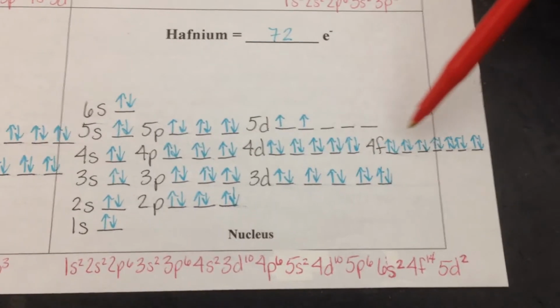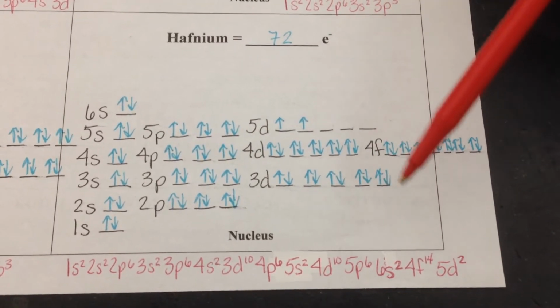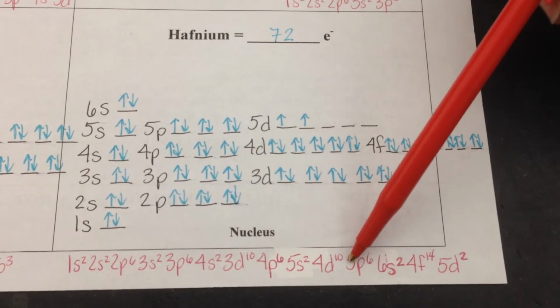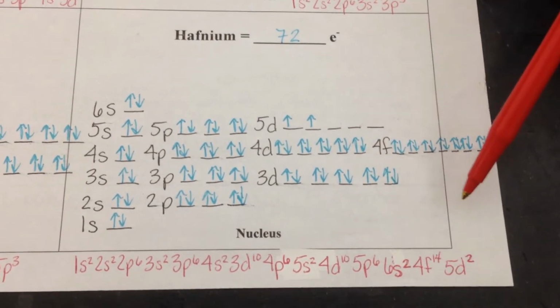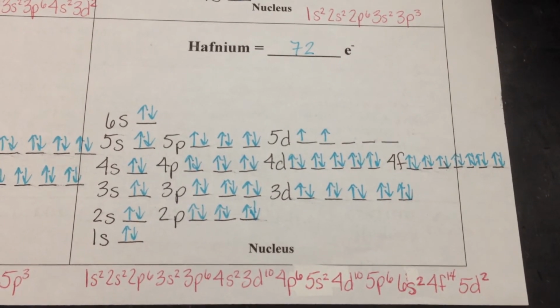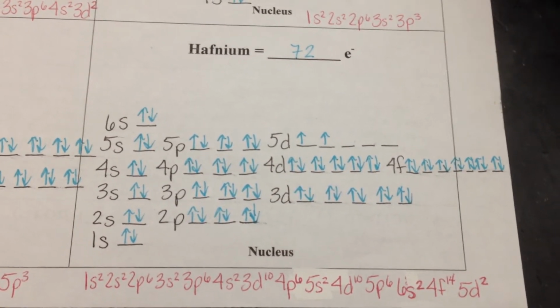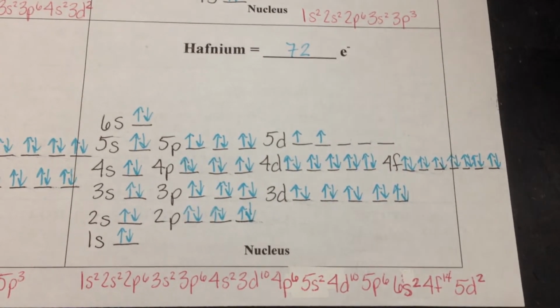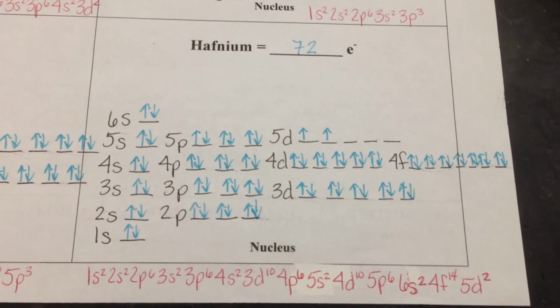So as we start using these f orbitals, the configuration down here gets really crazy with the bouncing back and forth between lots of different energy levels. But as long as you have that Aufbau diagram, which you will always have and always be permitted to use on any test or quiz, as long as you're following it, you're good to go. So I hope this helps.